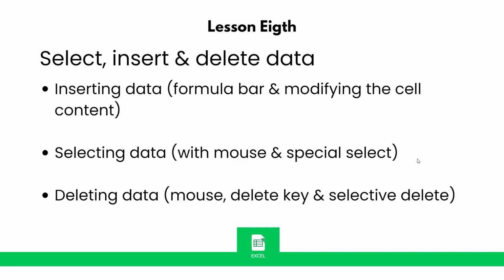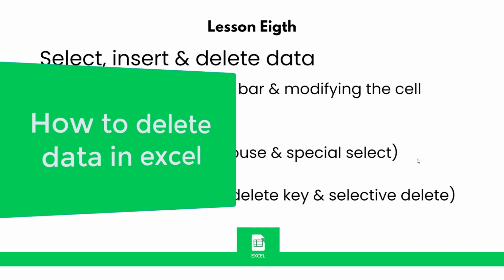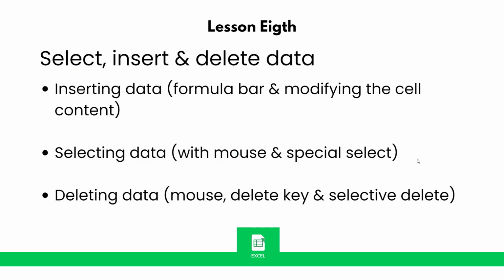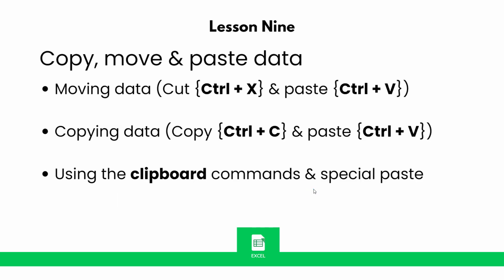So we are going to take a look at that using the mouse, using some keyboard shortcuts, and also using what we call the special select feature. We'll also look at how you can delete data in Excel. Hence, if you make a mistake in your spreadsheet, you know exactly how to go about it. There are some tricks around it, especially depending on what exactly you want to achieve with the delete. So we're going to look at all of these. We'll look at using the mouse to delete, using the delete key, then we'll also look at selective delete as well. Okay, so let's begin.